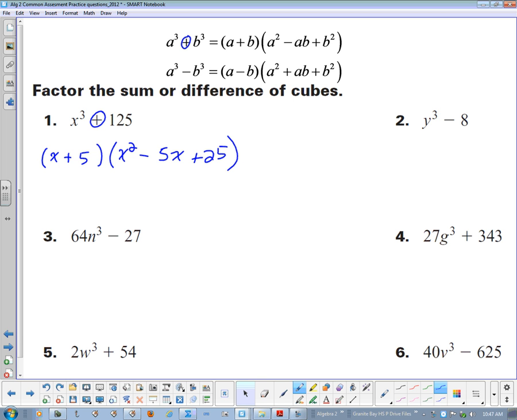Y cubed minus 8, a binomial times a trinomial. Since it's a minus, we're going to use this one here. This is going to be y minus 2 times the quantity, y squared, plus, careful, plus 2y, and then plus 4.